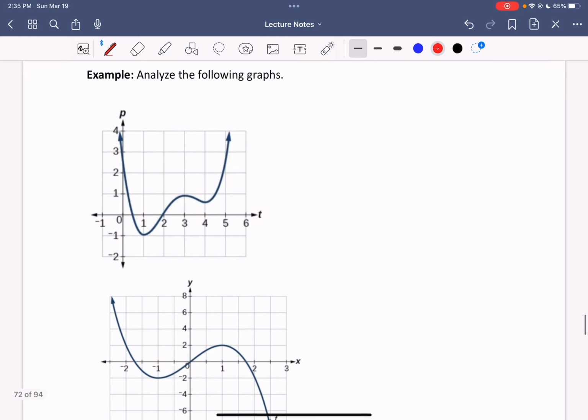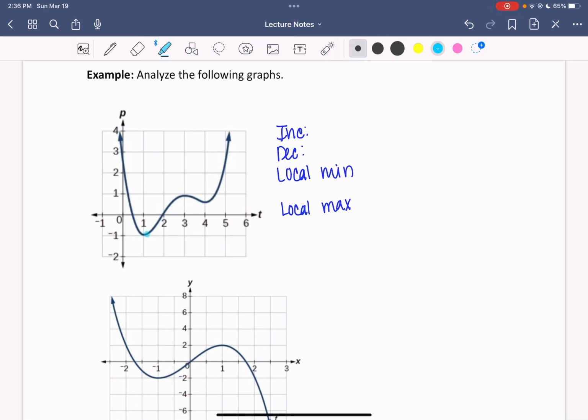In the first one, it says, analyze the following graphs. So here's what I want to do. In this one, I want to figure out the intervals on which it's increasing and the intervals on which it's decreasing. I want to find the local minimum and the local maximum. So where is it increasing? Let's look at that. We'll use a little highlighter to help us with that.